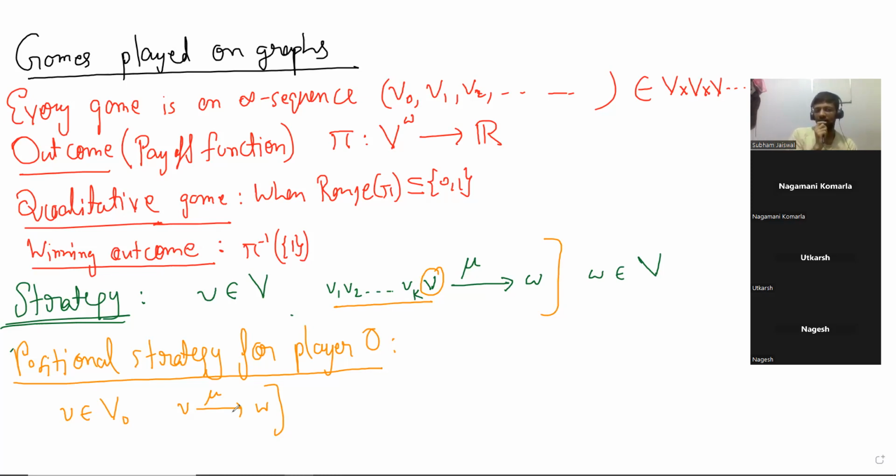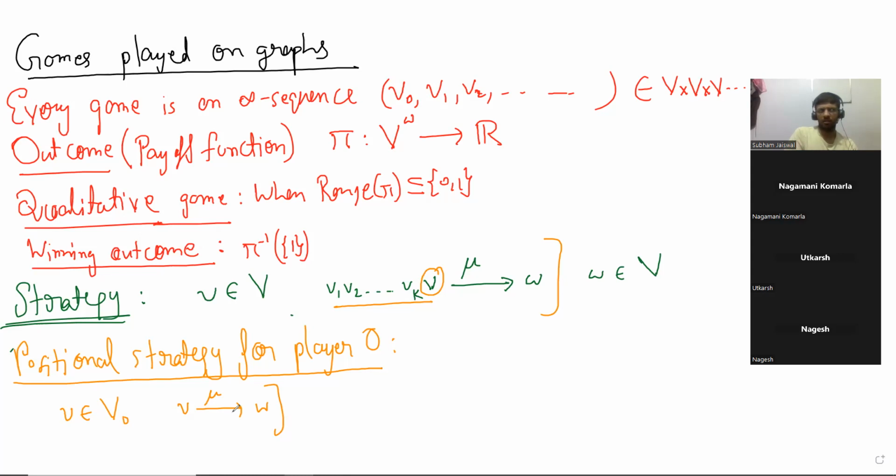Yes. So suppose we have a game where it never depends on the previous moves. It only depends on the current state of the game. Then the strategy function will be equal to the positional strategy function, right, for a certain player? No, but what do you mean by the game doesn't depend on the previous vertices?